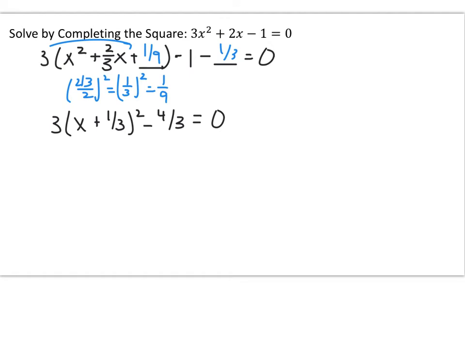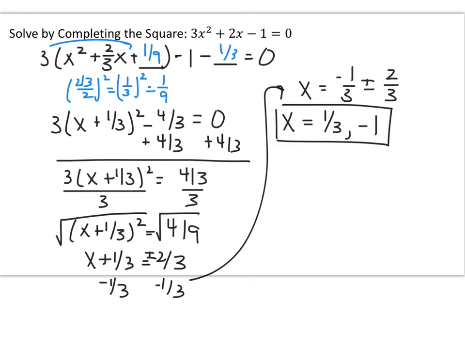So if you haven't already done so, go ahead and pause the video and solve for x. So I added 4/3 to both sides and then divided both sides by 3, so you get (x plus 1/3) quantity squared equals 4/9. Square root both sides, you get x plus 1/3 is equal to plus or minus 2/3, because both 4 and 9 are perfect squares. Subtract 1/3 from both sides, you get x is equal to negative 1/3 plus or minus 2/3.